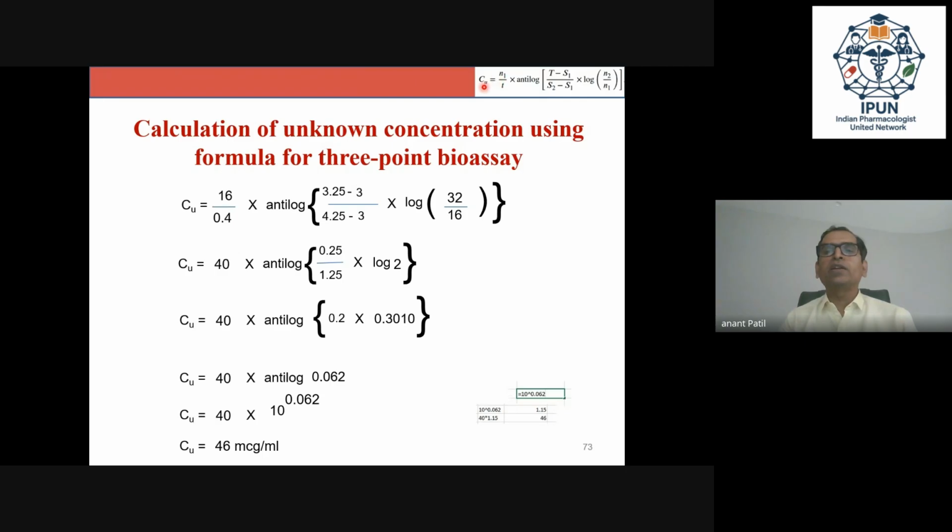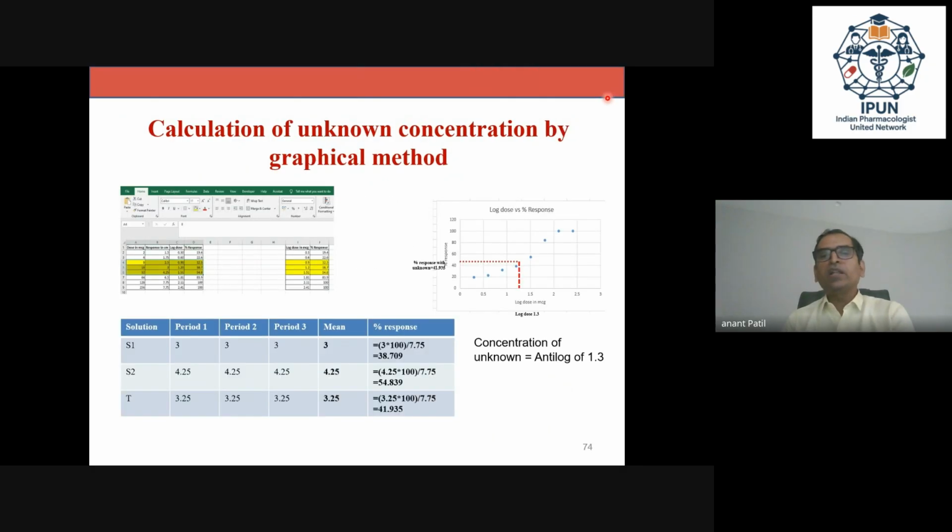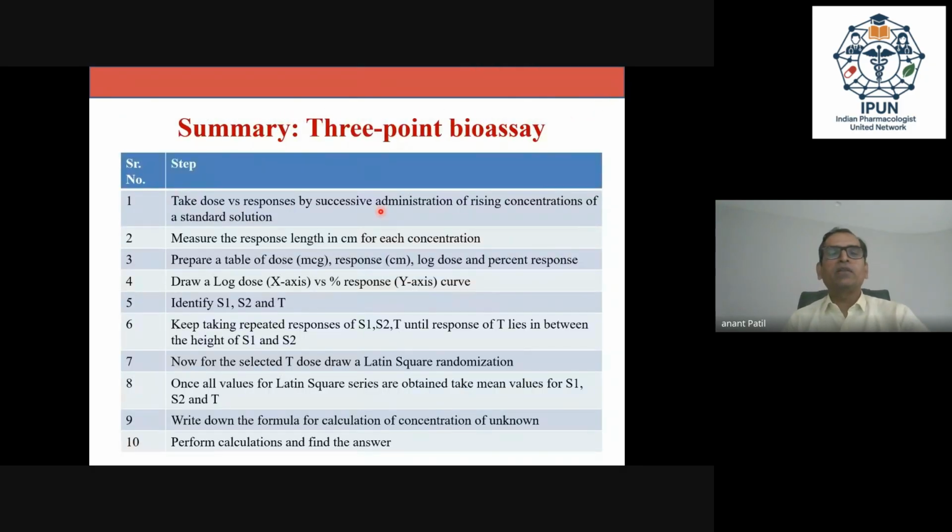So before I take my last slide, I will repeat once again the formula. The 3-point bioassay unknown concentration can be calculated by using the formula N1 divided by T into anti-log of (T minus S1) divided by (S2 minus S1) into log of N2 divided by N1. So that's my last slide, and I summarize the 3-point bioassay.